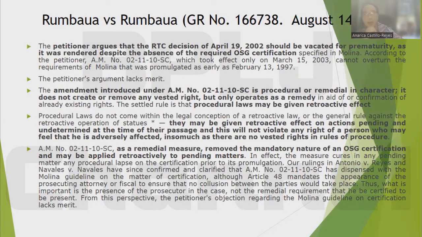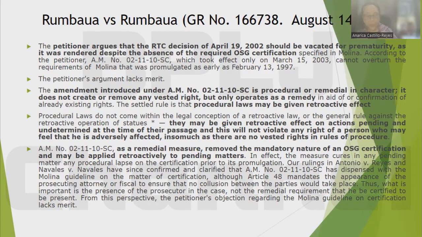We have the case of Republic versus Albios, no, Rumbawa versus Rumbawa. This is another procedural rule. Before, there is a requirement in cases involving nullity of marriages on the ground of Article 36 of the Family Code for the parties to submit the required OSG certification. However, this was deleted, meaning that there was AM No. 02-11-10, which took effect on March 15, 2003, saying that there is no more need to submit the OSG certification.